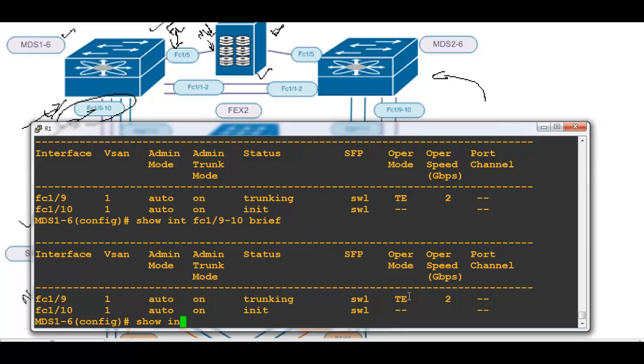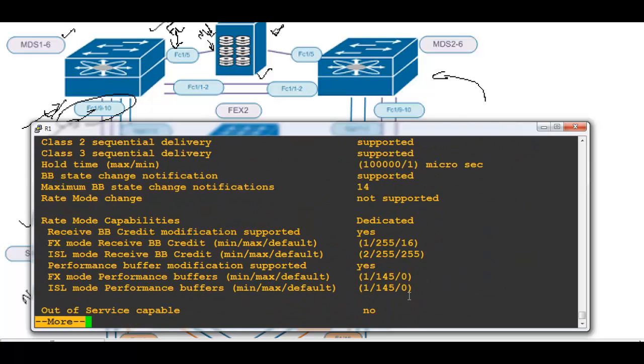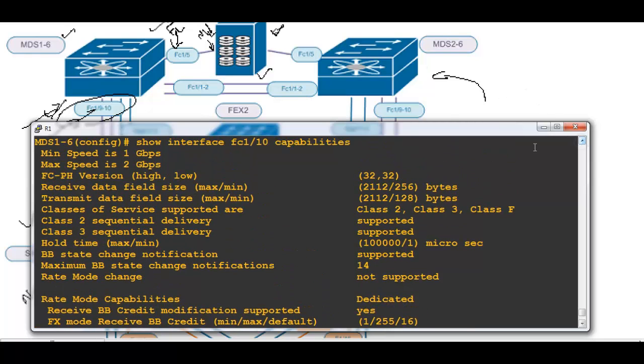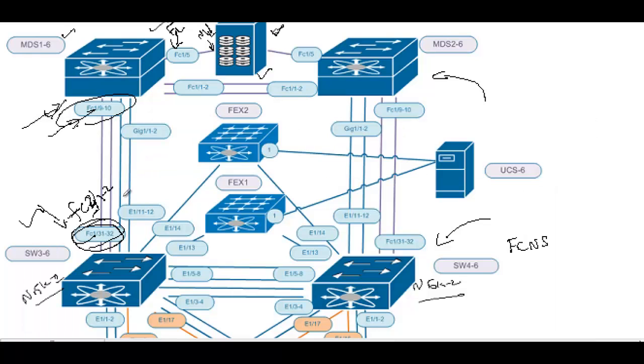Show interface FC1/10 capacity. The capacity of this interface is maximum 2, minimum 1. Let me go to the other side. 10 is connected to 32 here.